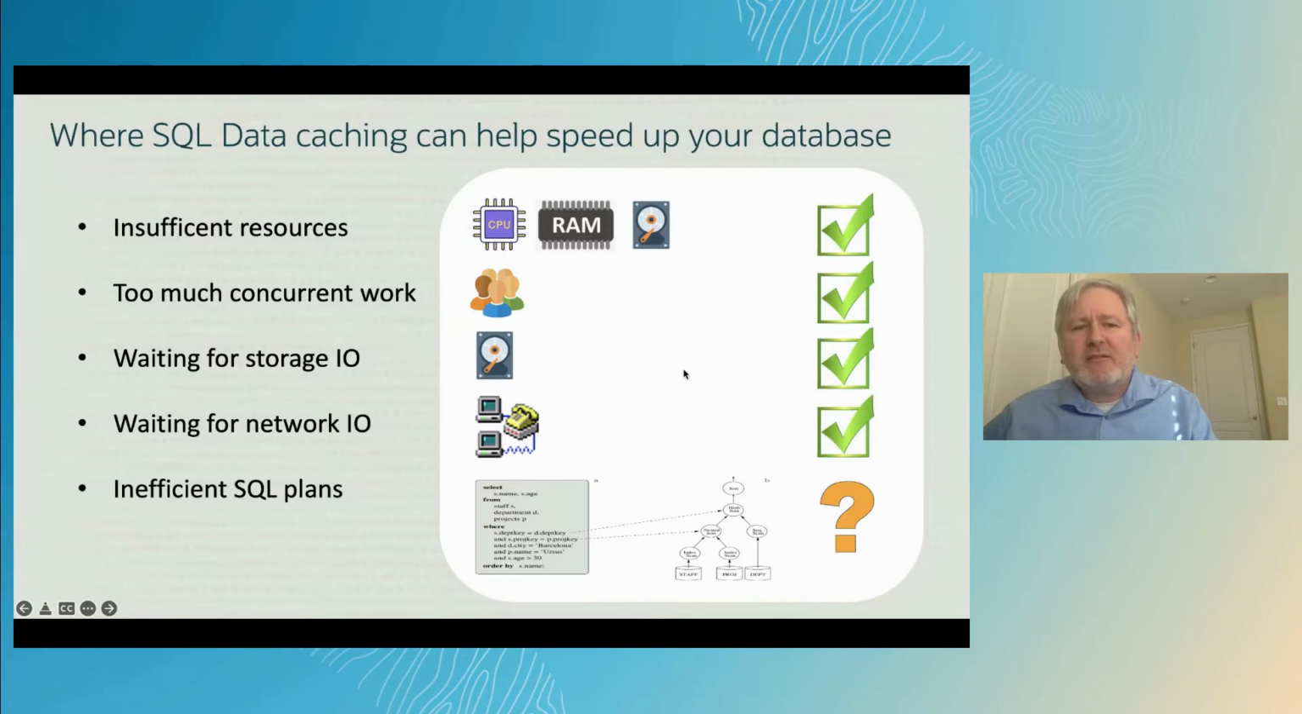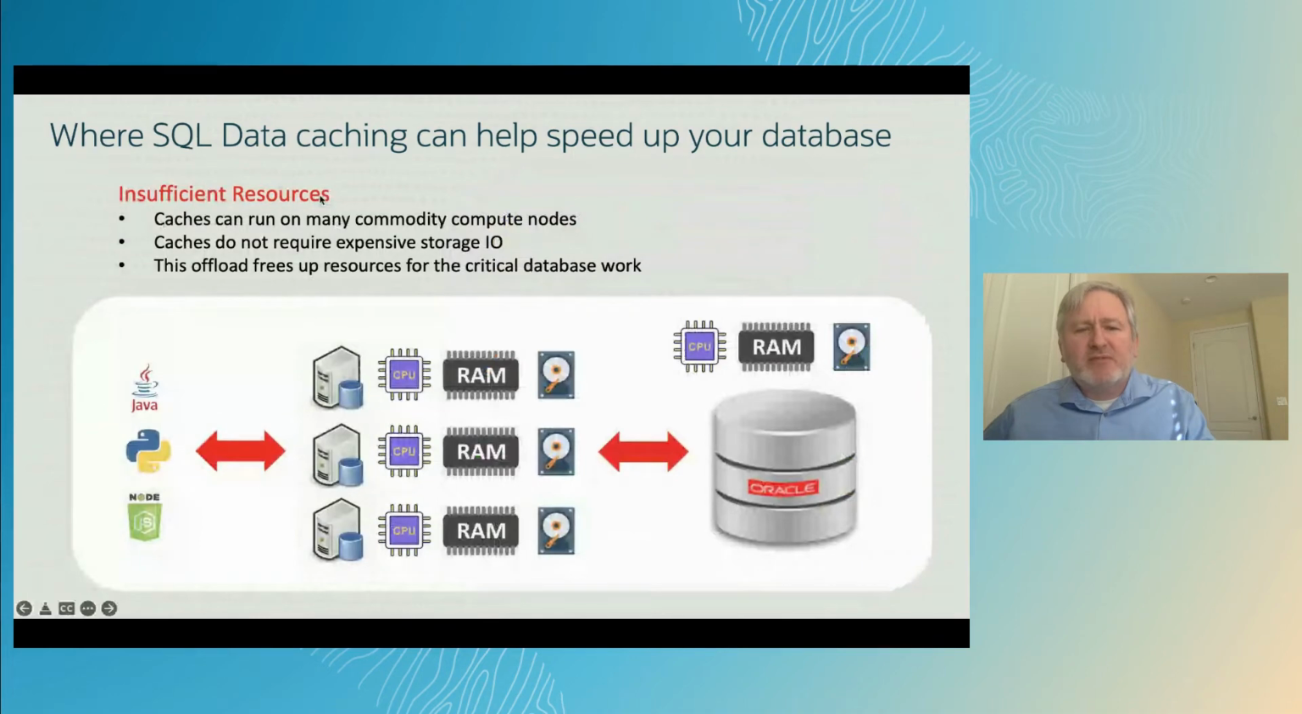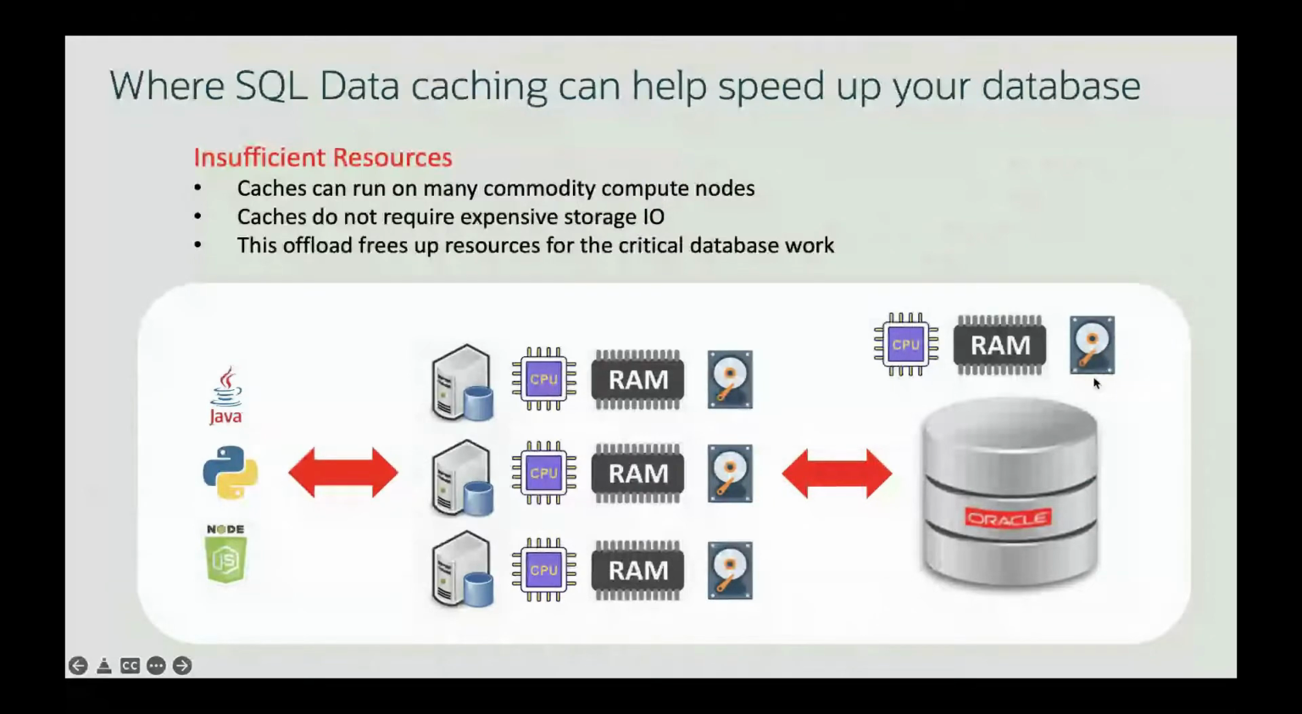So it turns out that by using SQL data caching, we can help speed up all 5 of those categories or classes. So let's look at those categories one by one. First of all, insufficient resources. If your Oracle database doesn't have enough disk I/O or CPU, by using SQL data cache compute nodes, you can get the power of the CPU, RAM, and disk I/O of those compute nodes to offload the work from the Oracle database to help speed up the system.